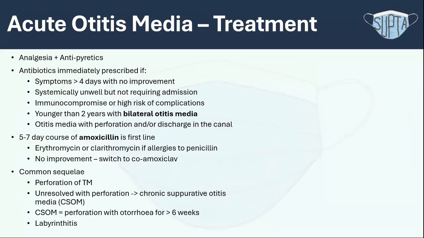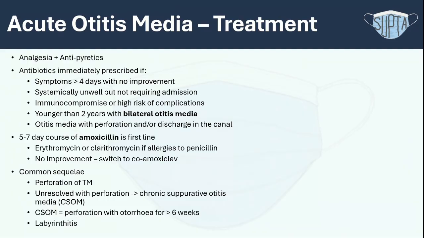So the mainstay of treatment is analgesia and antipyretics. Antibiotics are immediately prescribed if the symptoms are greater than 4 days with no improvement. One thing to bear in mind for exams, it's quite good to remember when you would want to prescribe antibiotics for acute otitis media, because it's something that does commonly come up in past paper questions. Essentially, symptoms that have been more than 4 days with no improvement, if they're systemically unwell but don't necessarily require admission, if they're immunocompromised or at high risk of complications, if they're younger than 2 years with bilateral otitis media, and if they have otitis media with perforation and any discharge in the canal.